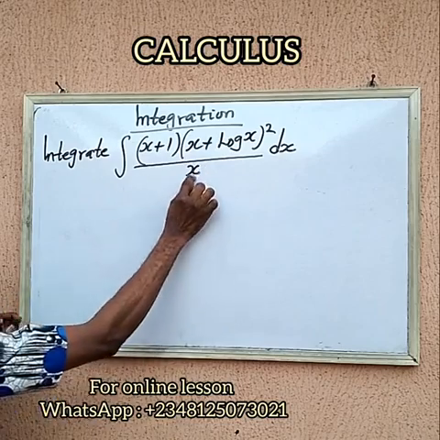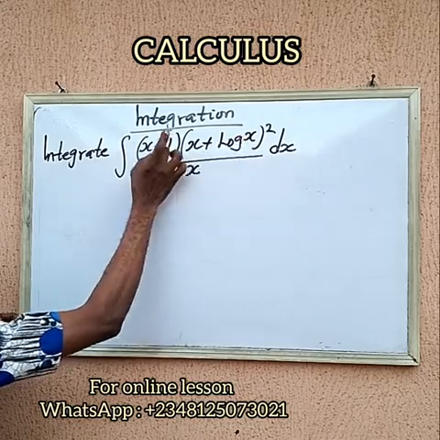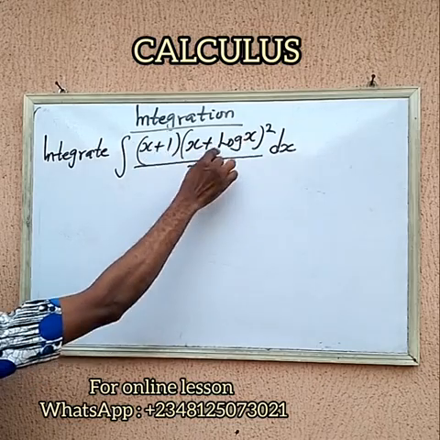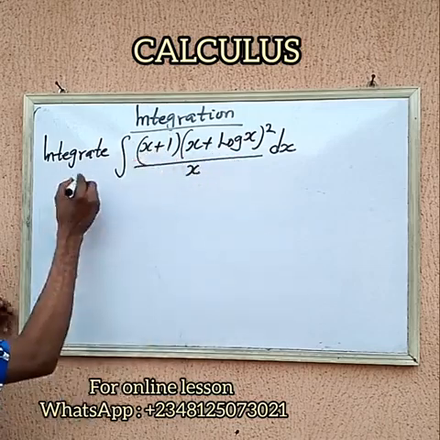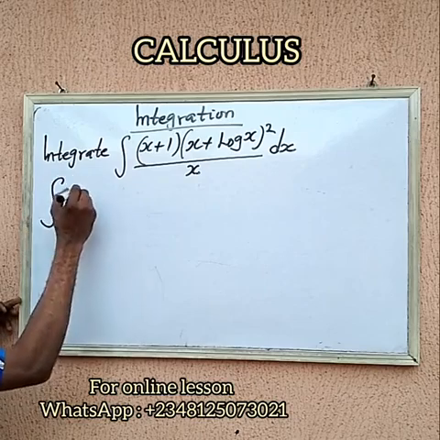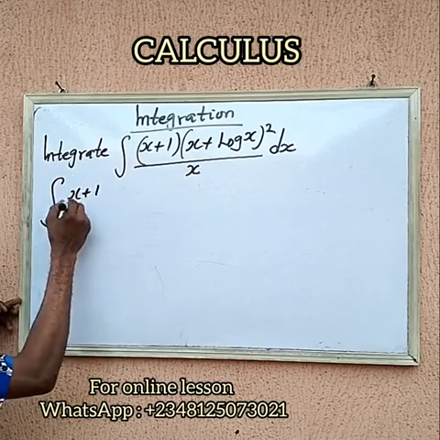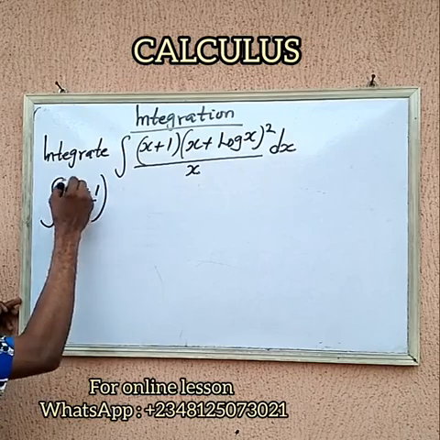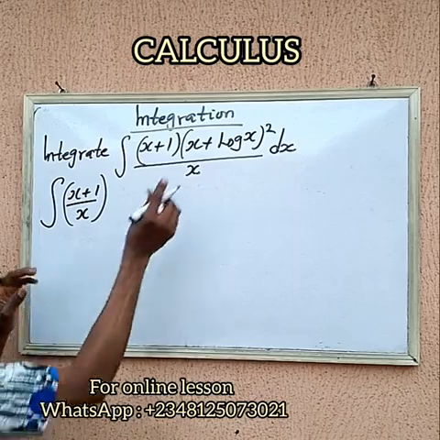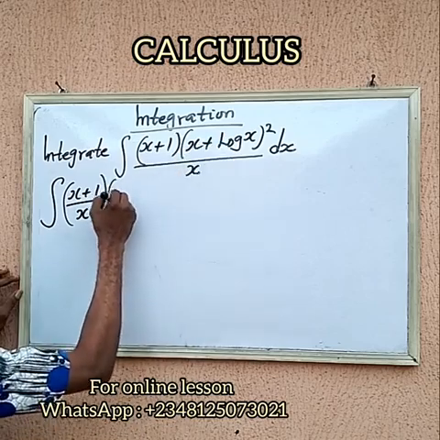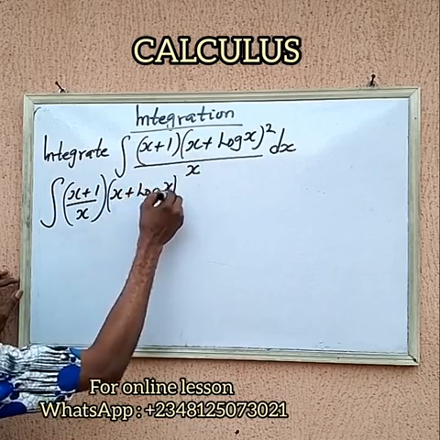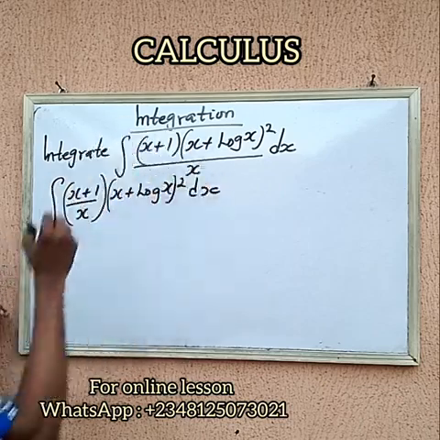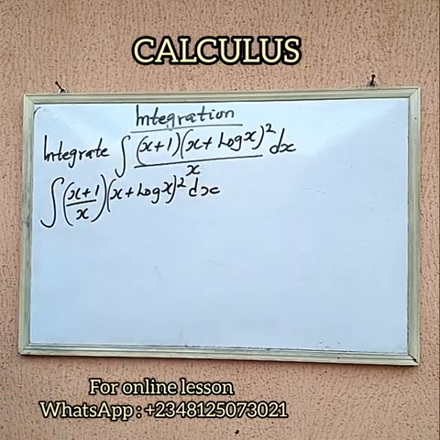You know that this one here is distributed to both this and this. At the same time, it can be distributed to just one of them, and this other one will multiply. It's still the same thing. Now, it can be arranged as this. We have x plus 1, then all over x, like this. Then it will multiply the whole of this one. We have x plus log x all squared, then dx. Good. Now we have carried out one step. Let's move to the next step.